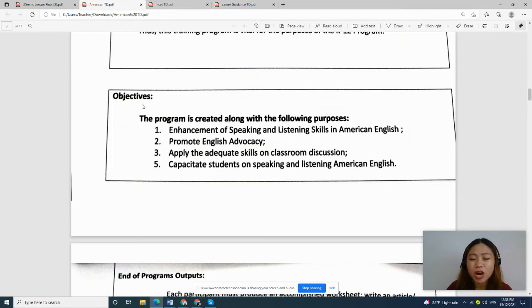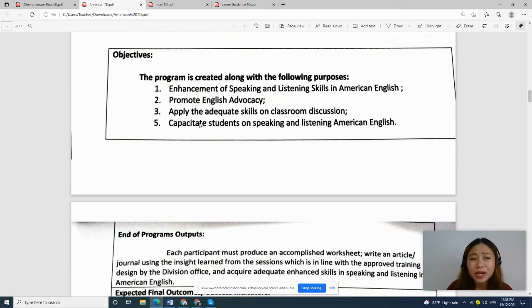Next will be your objectives. Of course, in everything that we do or any program that we craft, we have to make sure that we have an objective. In my case, I have created 5 objectives. It's because this is the main target that I would like to achieve in the whole program, in the 5-day activity that I made. But in your case, if you only have 2 to 3 objectives or targets, then you can only write down 3. It depends on the targets that you have in your program for your objectives.